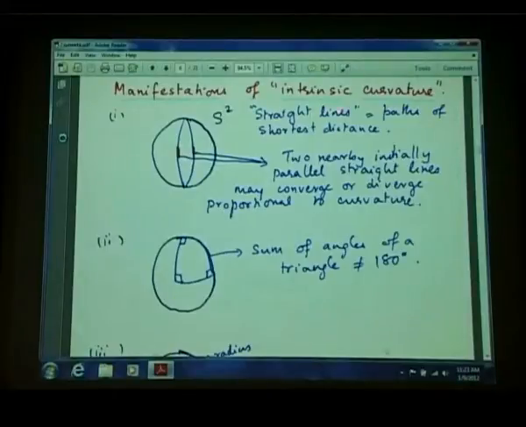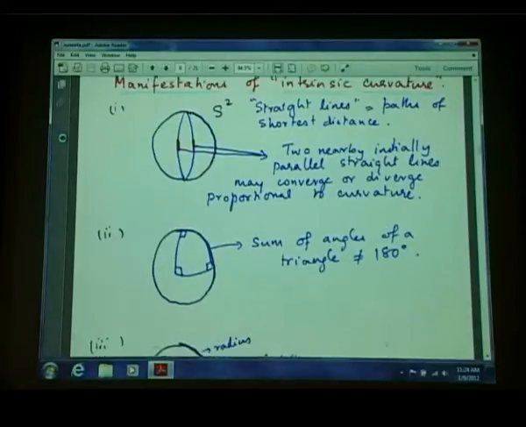For example, if you say that straight lines are paths of shortest distance on a curved space or on a manifold, then on a sphere, all these paths of shortest distance are arcs of great circles. Now if you take two nearby such straight lines, these two arcs of great circles, even though they are initially parallel, will not remain parallel. They will converge on the sphere. On some other kinds of curved spaces, they may diverge. This convergence or divergence is proportional to the curvature. If the two straight lines converge, that's a manifestation of positive curvature, and if they diverge, it's a manifestation of negative curvature.